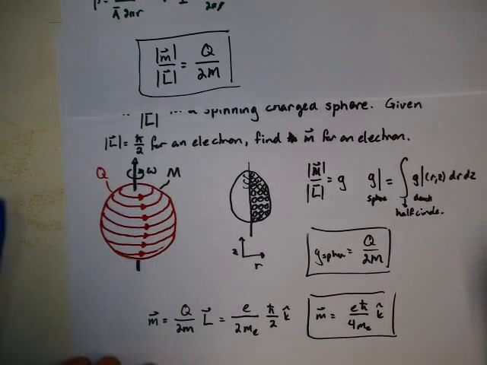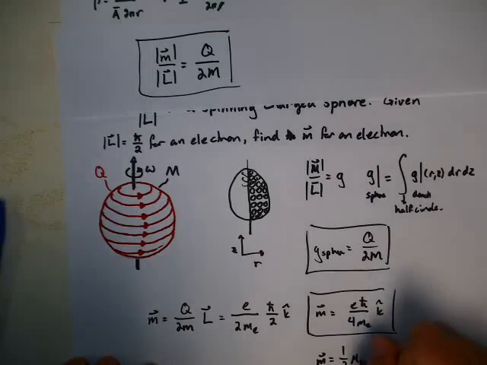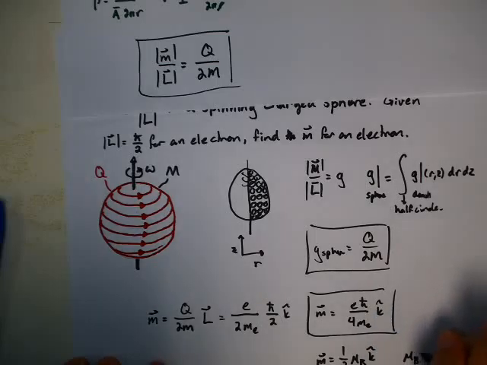Now we can relate this to something called the Bohr magneton. This is 1/2 of the Bohr magneton, where the Bohr magneton takes on the value e h bar over 2 m_e.